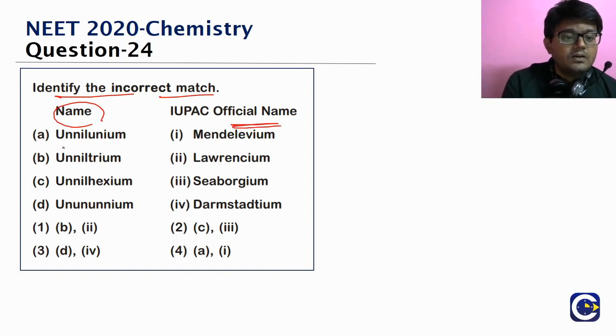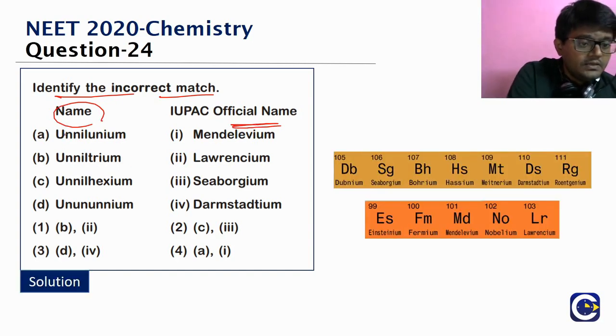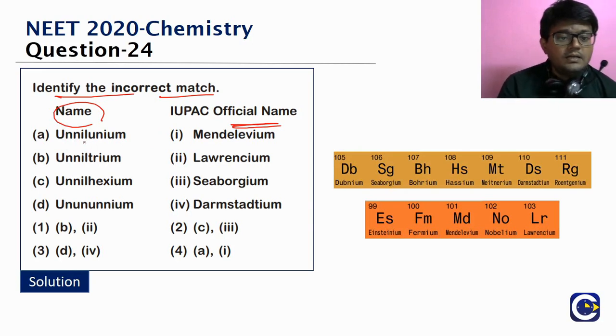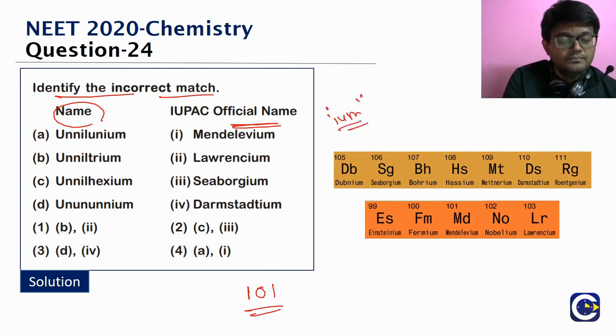So what is there? Option A, what is it? Un, nil, anium. So what does un mean? 1. Nil means 0. Always these names will be ending with IUM. So un, nil, anium means what? 101. So what is the element with atomic number 101? It is mendelevium. So this is option A. A is matched to 1. That is correct.